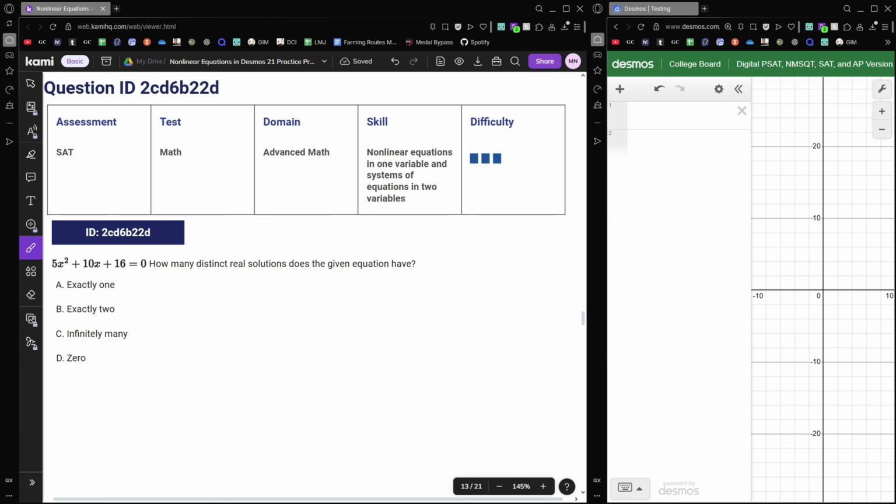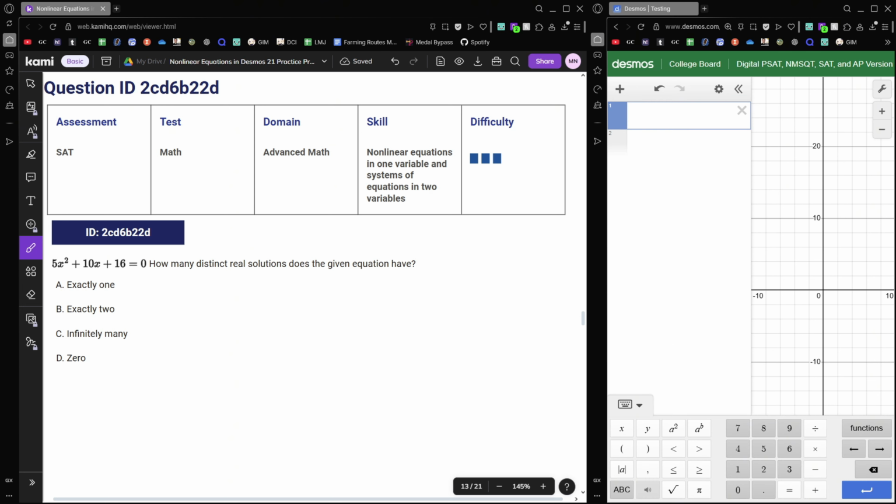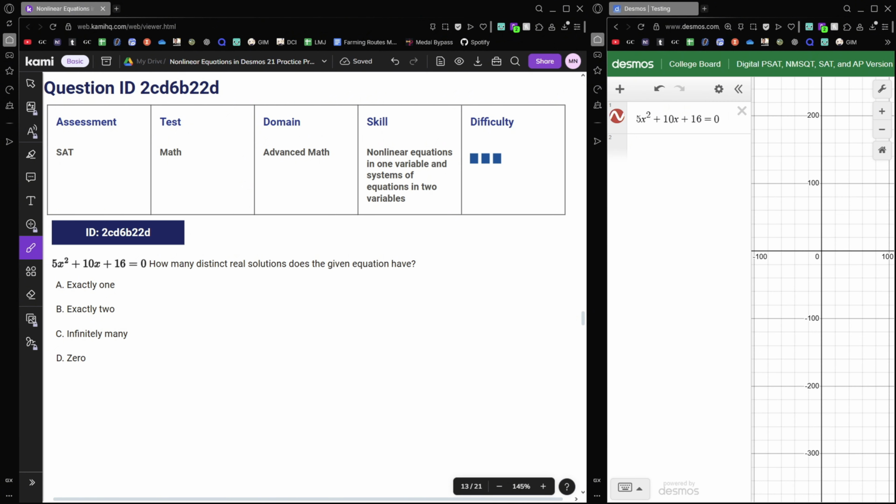Question number 13. How many distinct real solutions does the given equation have? Let's go ahead and put this into Desmos. 5x squared plus 10x plus 16 is equal to 0. And you notice that no lines pop up, which means that there's no solutions.